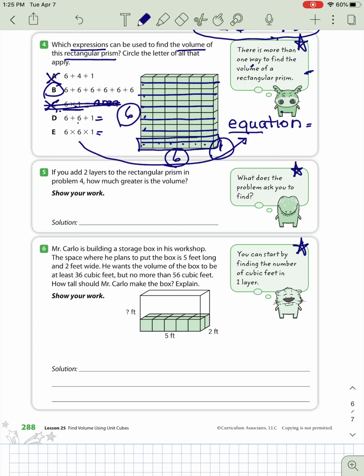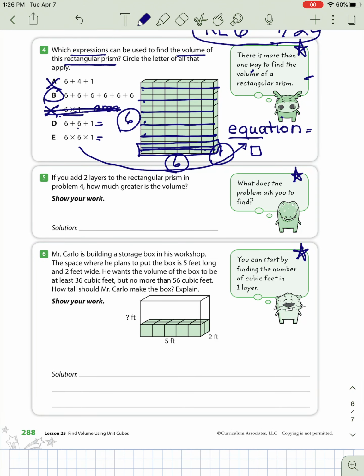Now, 6 plus 6 plus 1. Well, that would be this, and this 6, and 1 more. Is that what I have as 1 more? No. 6 times 6 times 1. Well, if we remember what we just did on the other side, we multiplied instead of repeated addition. We did 6 times 6 times 1. Absolutely, this is going to work.